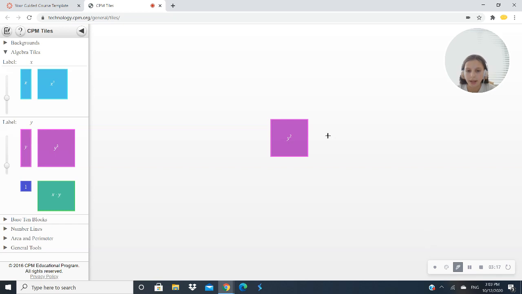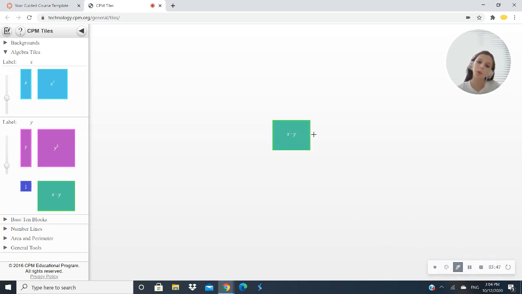And again, same with y squared. It's just like x squared, except with y's. There's no 1s, right? So we're just going to put y's on all of the sides, and the perimeter would be 4y. Then the unit tile, that one is pretty simple. It's 1, it's a square, all the sides are going to be 1. So the perimeter would be 4.